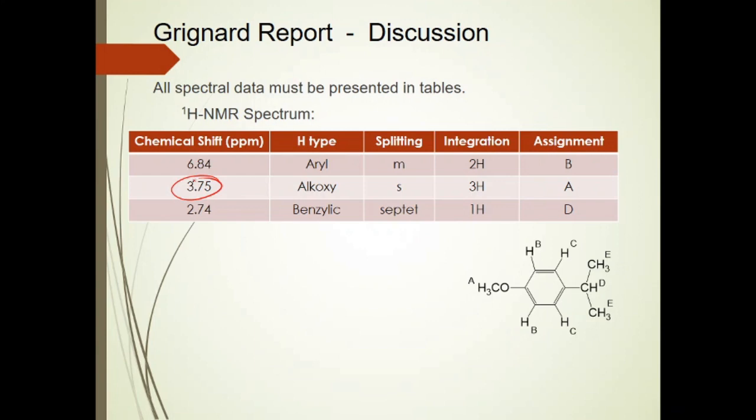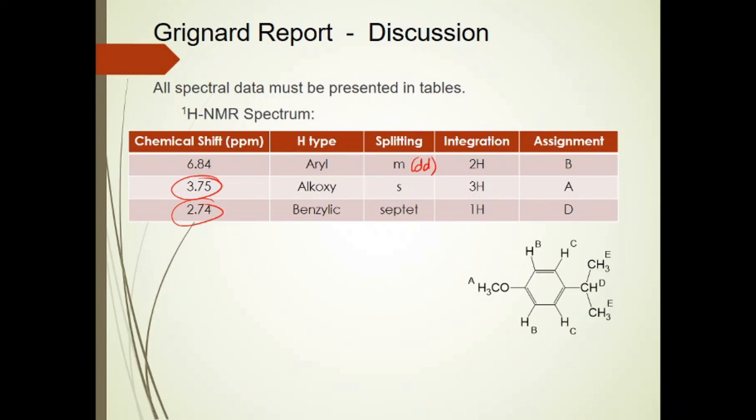3.75, this is the alkoxy region. 2.74, this is benzylic, and so we would identify that hydrogen type. Splitting, if you remember from my discussion earlier of NMR, the 6.8 peak was a multiplet, or if you recognize it as a doublet of doublets, you could actually put DD for doublet of doublets. But then put the integration. Integration should be whole numbers. Don't give the numbers that are on the spectrum, since those will be fractional typically, but they should be very close to a whole number. And then give the assignment.